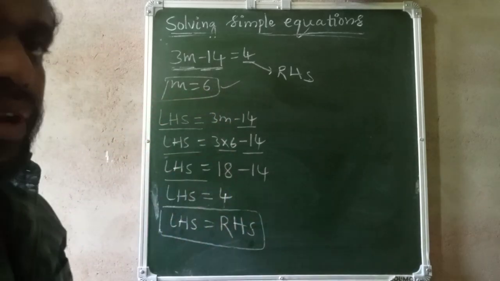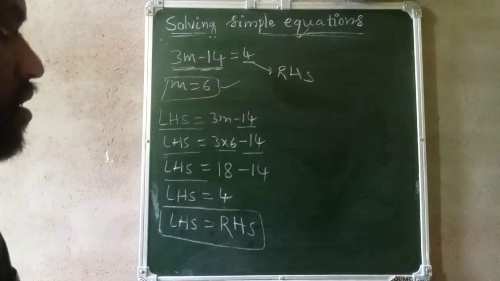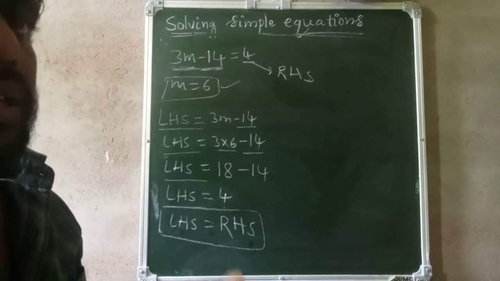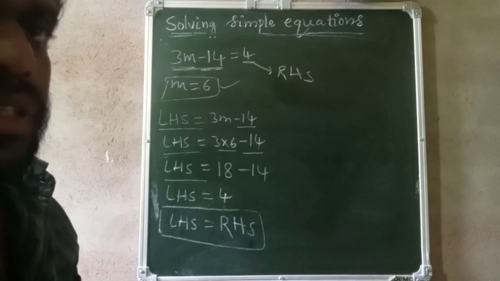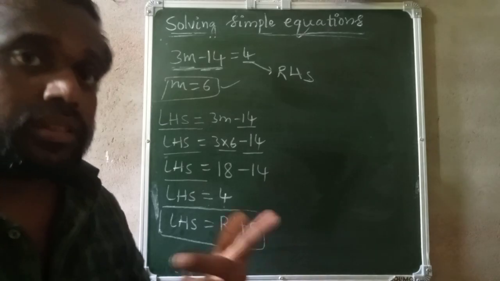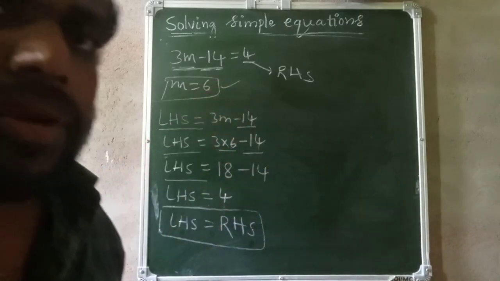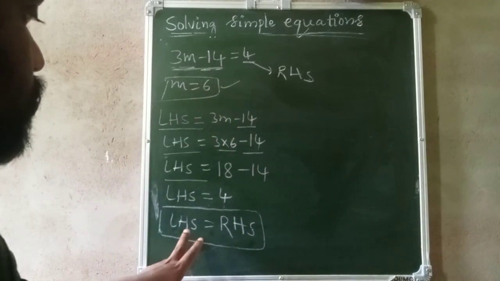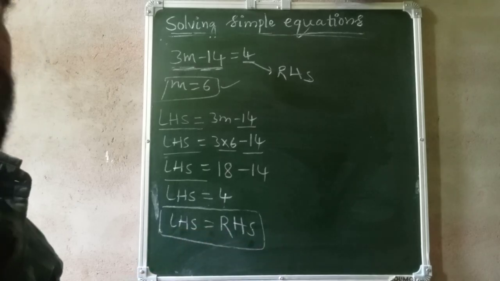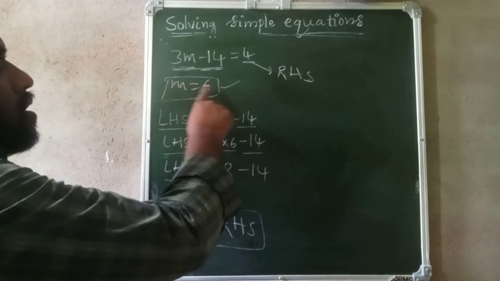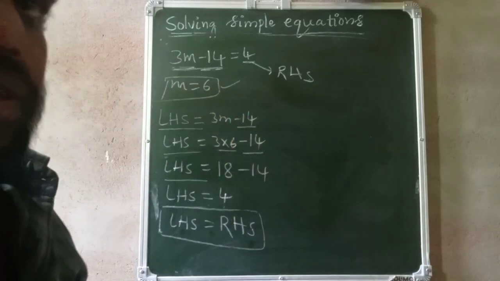For example, in case we get LHS not equal to RHS, that time the answer will be wrong. But here in this case we got LHS is equal to RHS. So since LHS is equal to RHS, m is equal to 6 is correct. Okay.